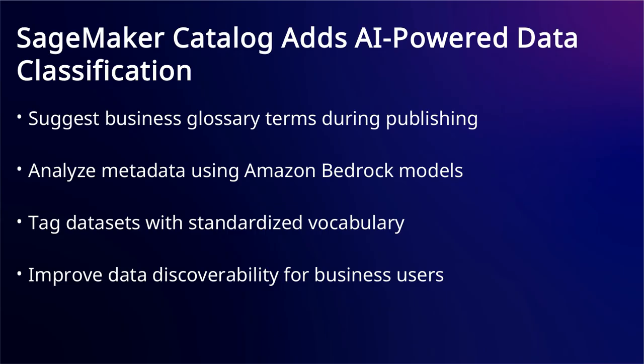Manual data tagging and inconsistent metadata across organizations can hinder effective data management and discovery. Amazon SageMaker Catalog now offers automated data classification to address these challenges. You can receive AI-generated suggestions for business glossary terms during data publishing, leveraging Amazon Bedrock's language models to analyze table metadata and schema information. This allows you to tag datasets with standardized vocabulary, including functional terms and sensitive data classifications. By accepting or modifying these suggestions before publishing, you can ensure consistent terminology across data assets, ultimately improving data discoverability for business users and reducing manual tagging efforts.